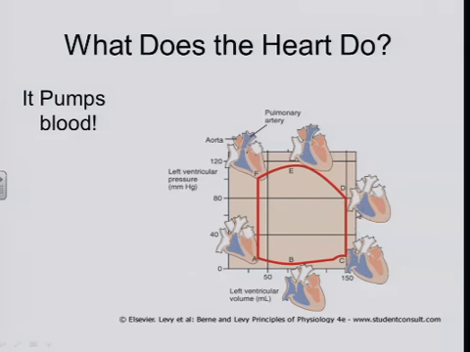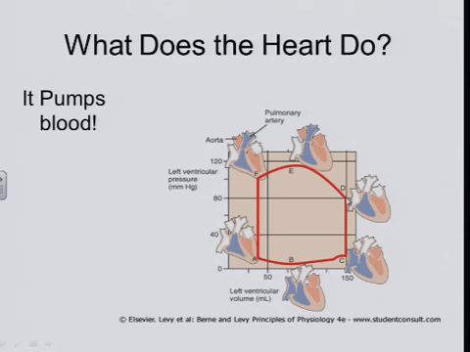Your heart muscle starts contracting, and it's contracting harder and harder and harder. The pressure in that chamber, this is pressure, starts to go up and up and up in the ventricle. This is the pressure of the ventricle. So it starts to go up and up and up.